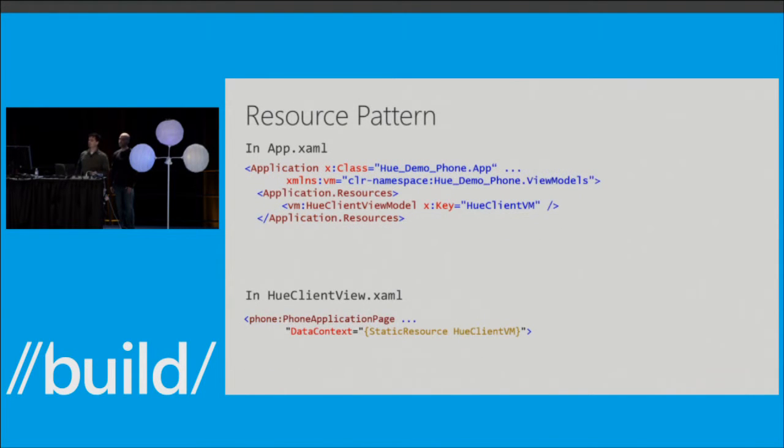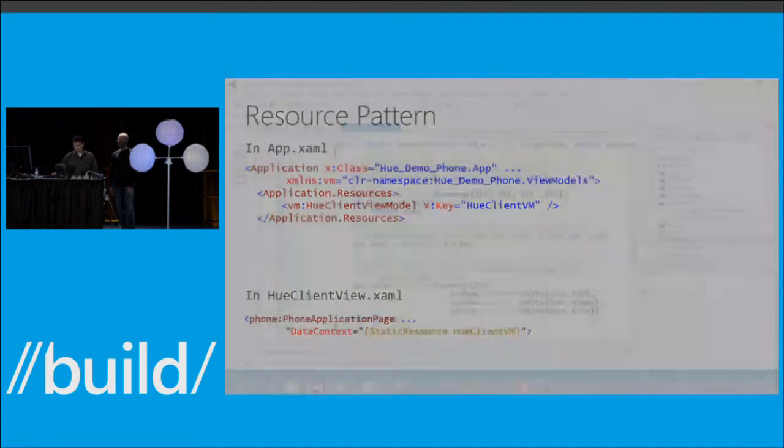The other way is the resource pattern, where we set the XML namespace to be the namespace for our view model, and inside of our app.xaml, we can create an instance of our HueClientVM. I'm going to switch over to the code so you can see what that looks like and a little bit of what we get when we do that.